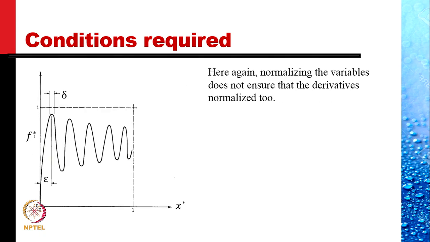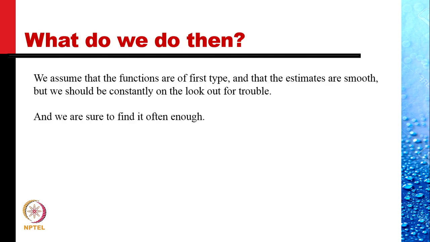We could have variation of a star with x star that looks something like this. Here again, normalizing the variables does not ensure that the derivatives are normalized too. So what do we do then? We assume that the functions are of first type, well behaved, and that the estimates are smooth, but we should be constantly on the lookout for trouble. And we are sure to find it often enough.